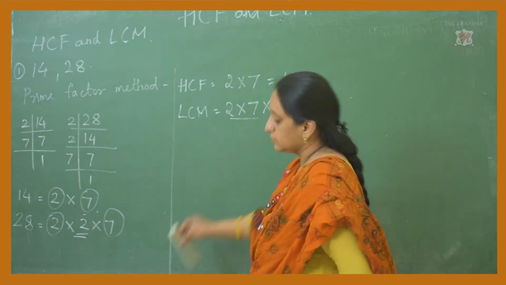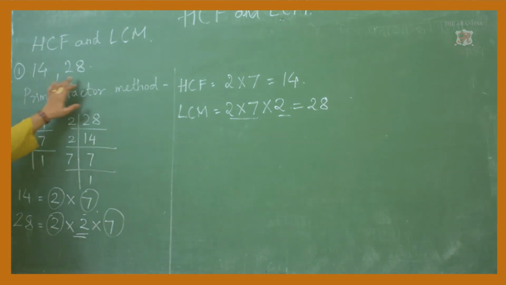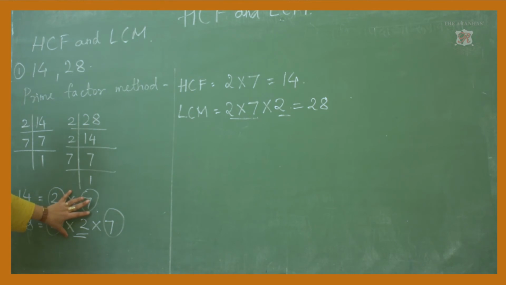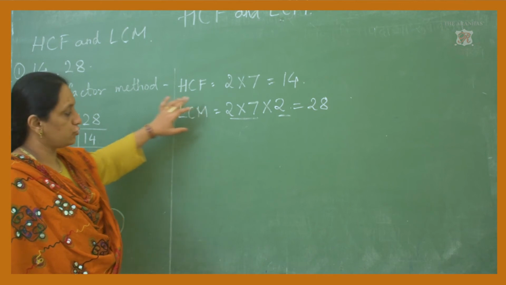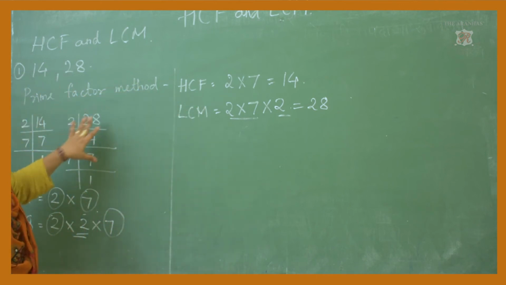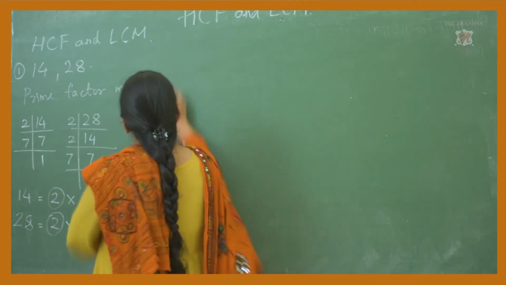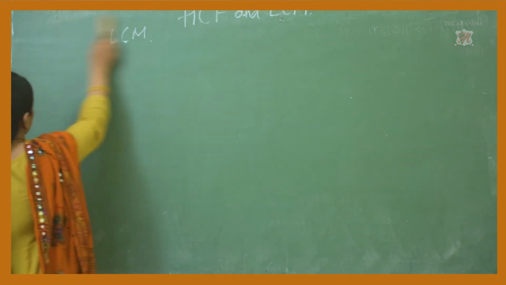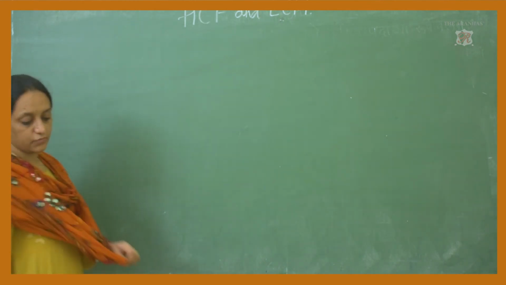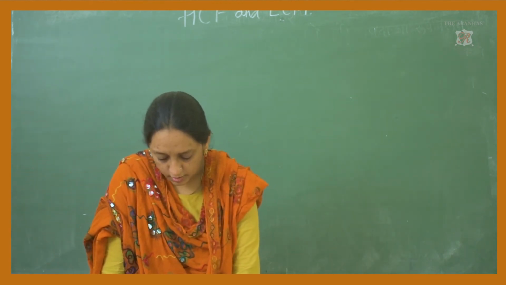So, how to do the sum? You have to find the factors of these two numbers by the prime factor method, once only. And by observing these steps of factors, you have to write the HCF and LCM also directly and solve the sum. This is the way you will solve HCF and LCM together. Take out the factors only one time and then write HCF and LCM with it. At a glance only you can see and write the answer.